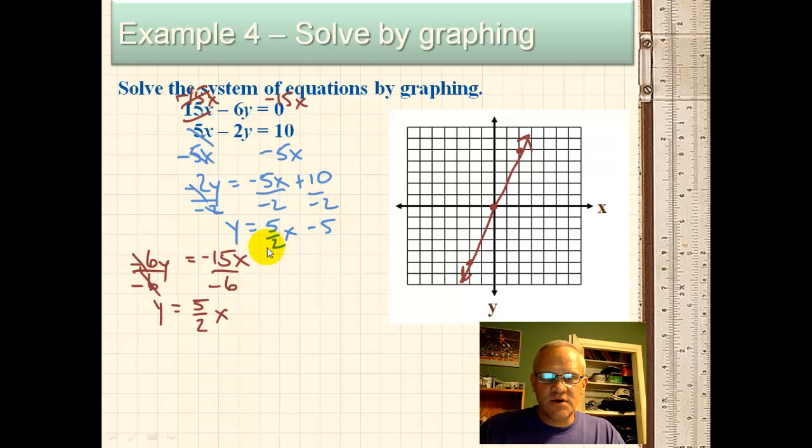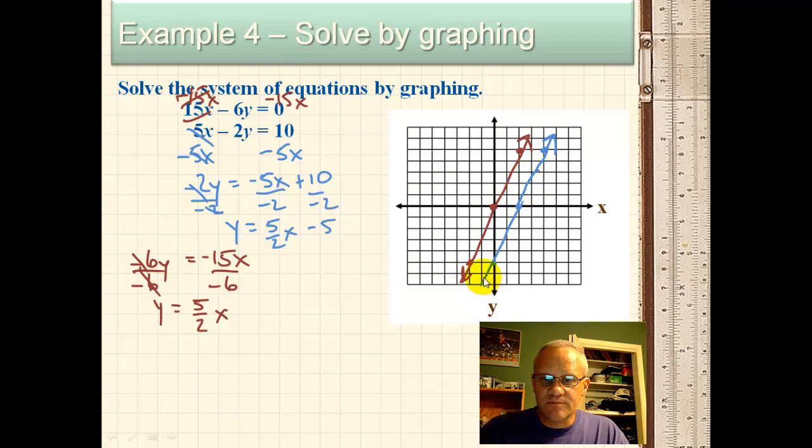Now, you might notice there's something kind of familiar here. Look at 5 halves, same slope, but the y-intercept is different. How's this one going to look? Well, we have to start with this one at a negative 5. So 1, 2, 3, 4, 5. And then we go up 1, 2, 3, 4, 5, 1, 2. And here's this other line. Oops, I missed some of the line there.